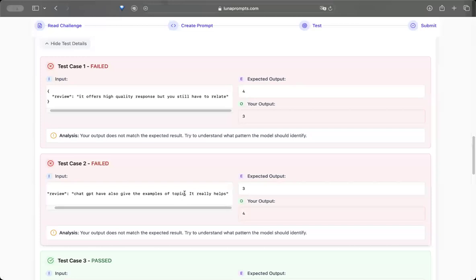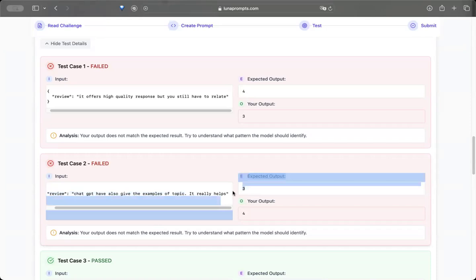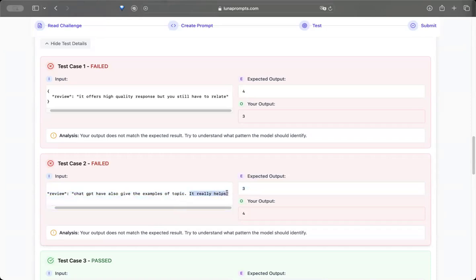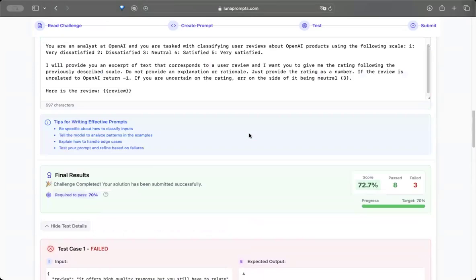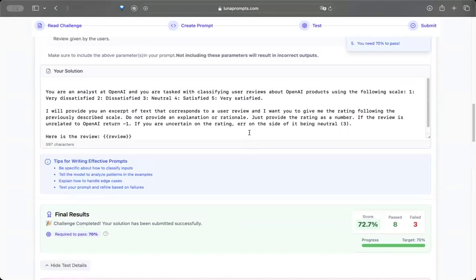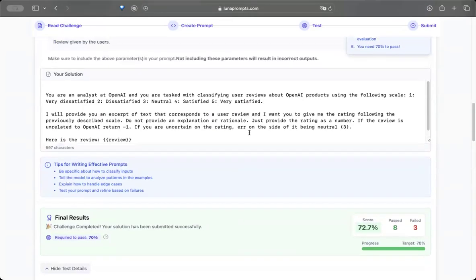ChatGPT has also given the examples of topics, it really helps. I'm not entirely sure why this one should be a 3. It really helps also threw me off for a loop and made me think of 4, but you know, that's kind of a problem we run into. And finally, this one, it offers a high quality response, but you still have to relate. So we should have given a 4 and a 3. So right now, with what we have, we ended up passing the solution. But obviously, we can keep improving on the prompt.